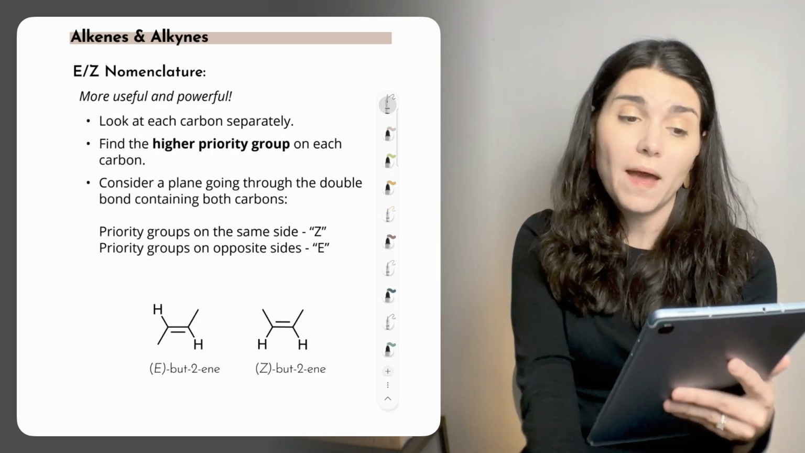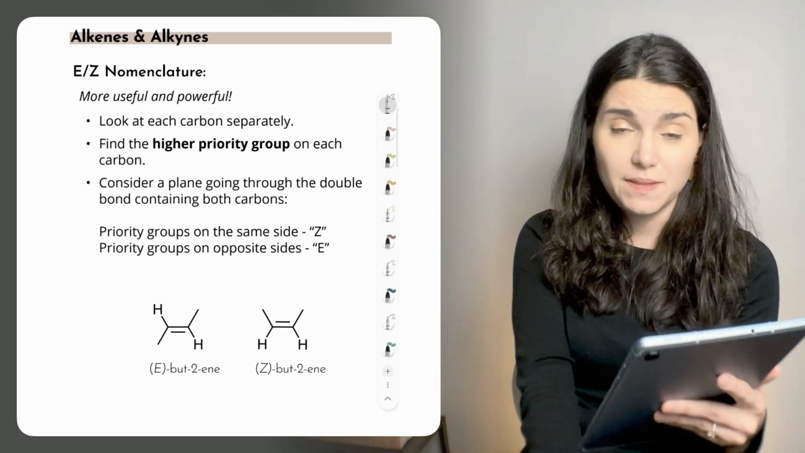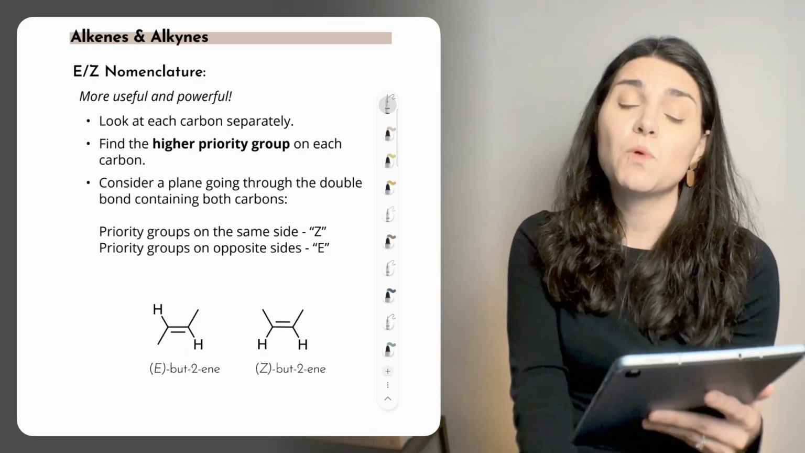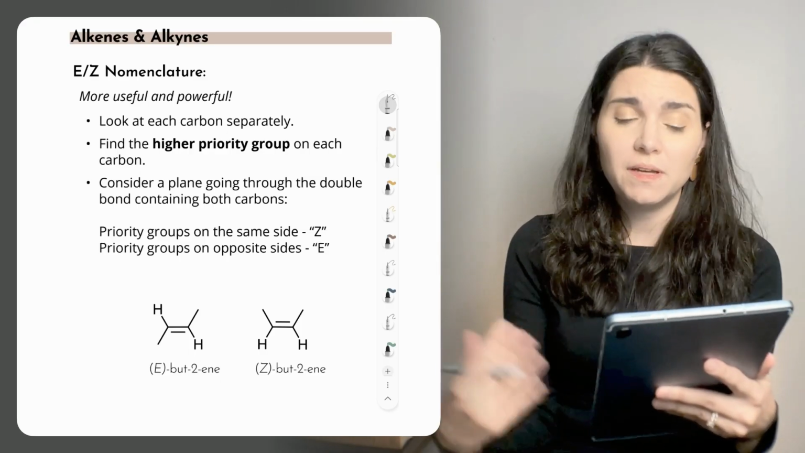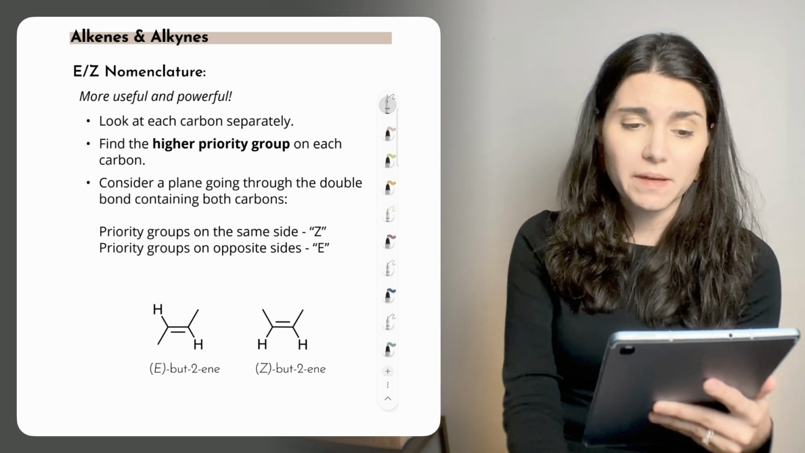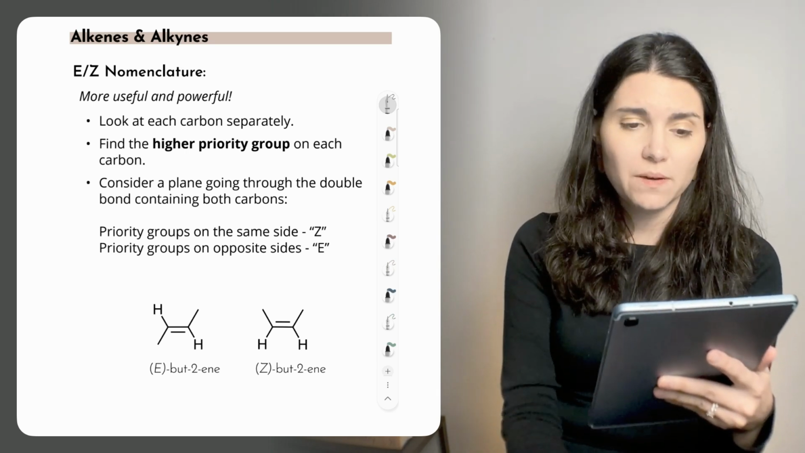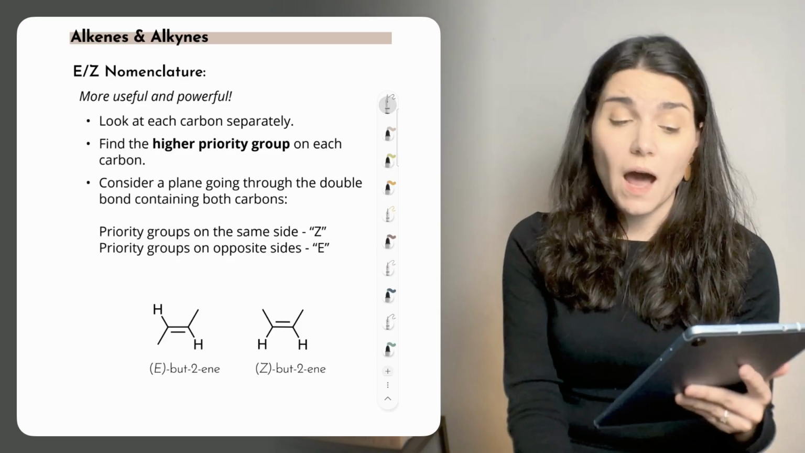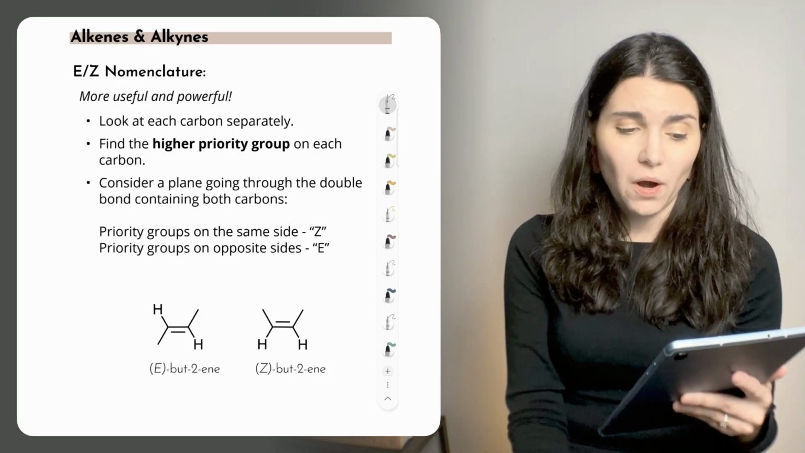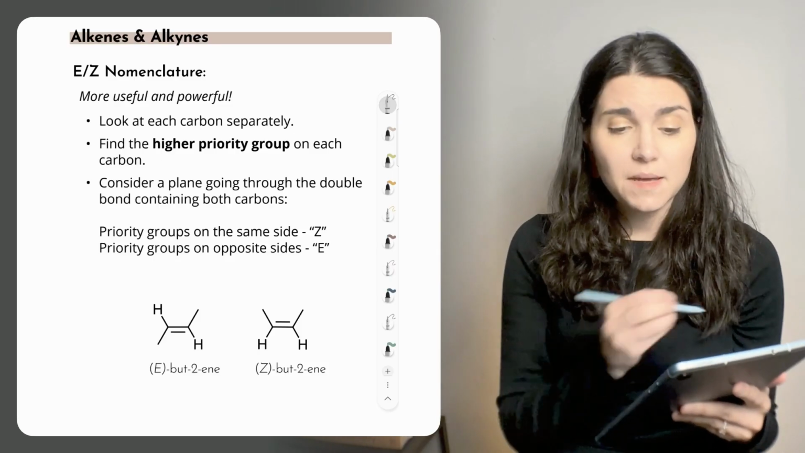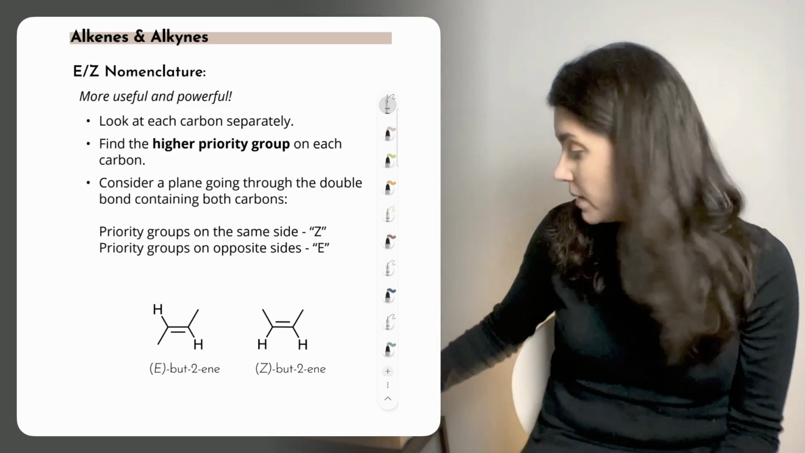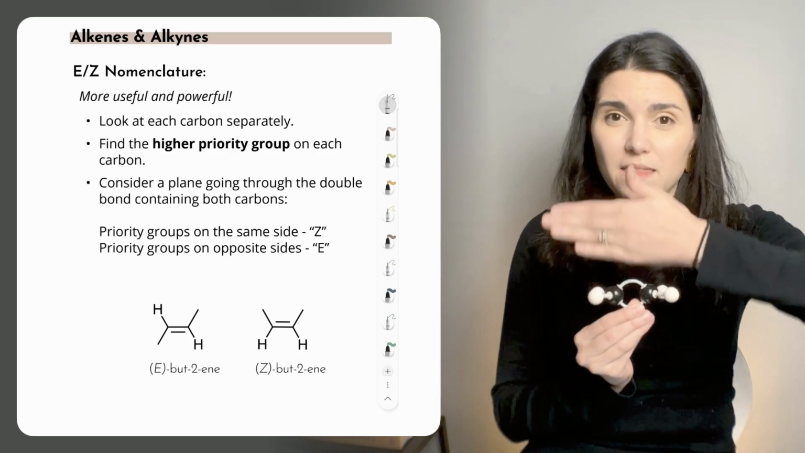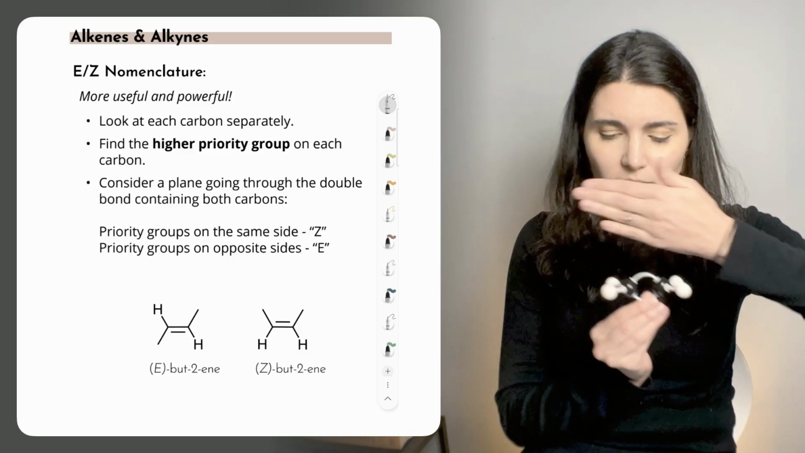Now, the other way that we can distinguish between these two stereoisomers is using the E and Z nomenclature. This is more powerful and it's more useful in a more broad variety of applications. In this convention, we are going to look at each carbon separately, and then we're going to find which is the higher priority group on each carbon. Then we're going to consider that same plane going through the double bond containing both carbons. So cutting it like this, like there's a big wall going through.